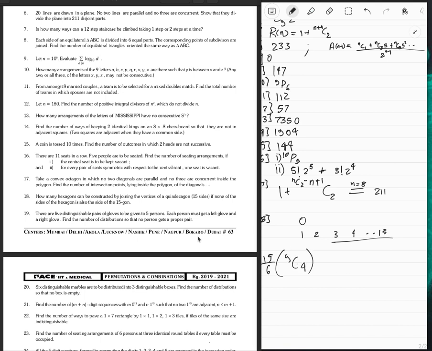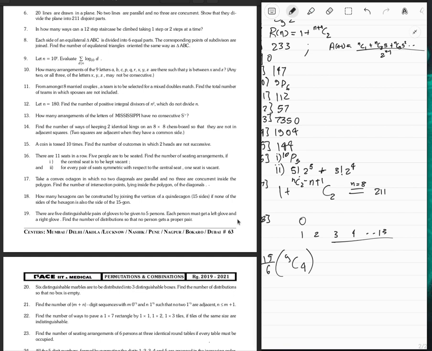For each of these, it's going to be 9c4 ways. Isn't that right? This is weird. Very weird, actually. That is 9, right? It's just 8 over there. Wait, let's start again.